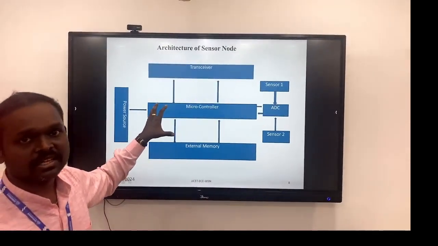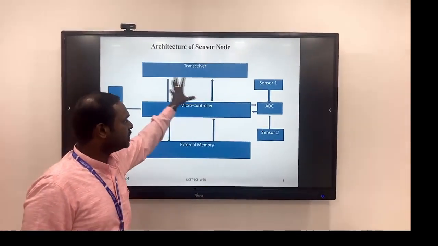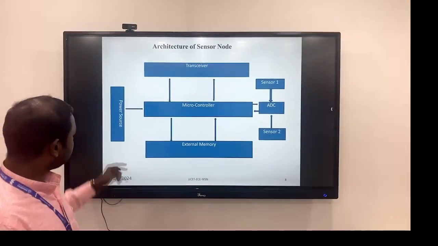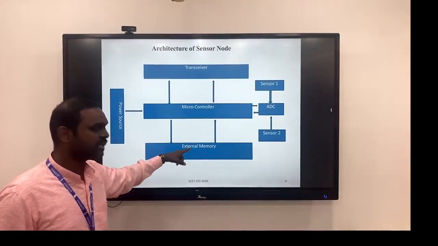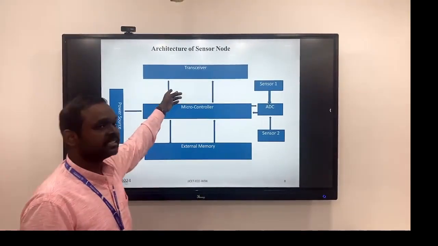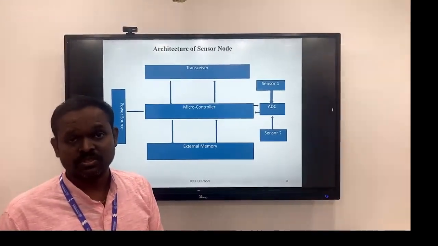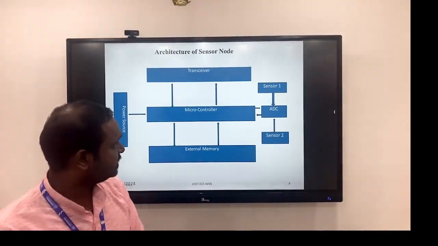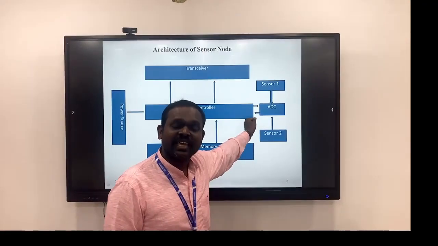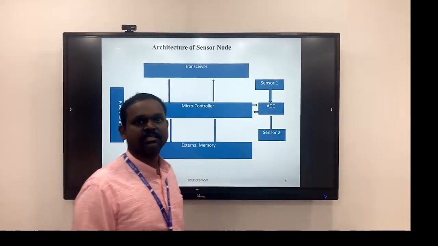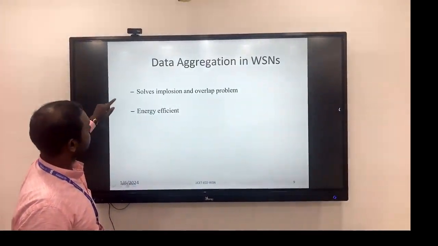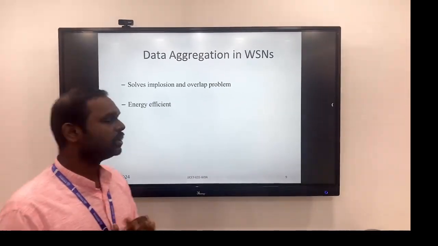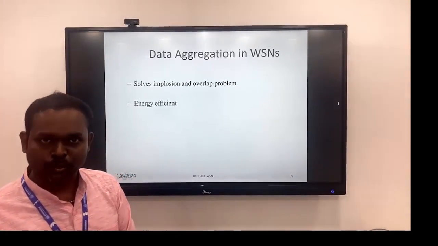So this is the architecture of sensor node. Here the microcontroller controls all parts of the wireless sensor node. The power source is also available here, and the external memory for the database. The transceiver, you know the meaning of transceiver of course. The transceiver is nothing but the combination of transmitter and receiver. So, analog to digital, I mean ADC, is also there for sensors. The data aggregation in wireless sensor network solves implosion and overlap problems also. It is energy efficient too.